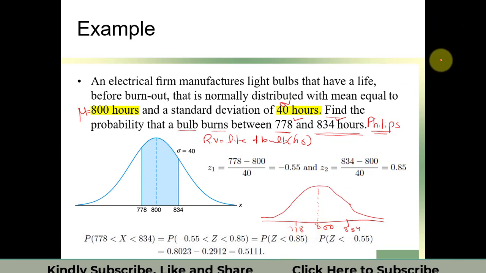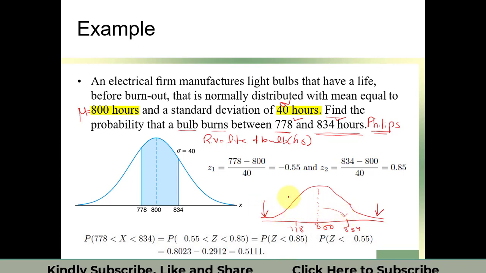The value 778 is less than the mean value 800, and 834 is above the mean value, so it will be on the right hand side. Why are we putting 778 on the left hand side and 834 on the right hand side? Because in the earlier videos I told you that our lower tail is on the left hand side and the upper tail of the normal distribution is on the right hand side. So we keep the values lesser than the mean on the left and the values greater than the mean on the right.